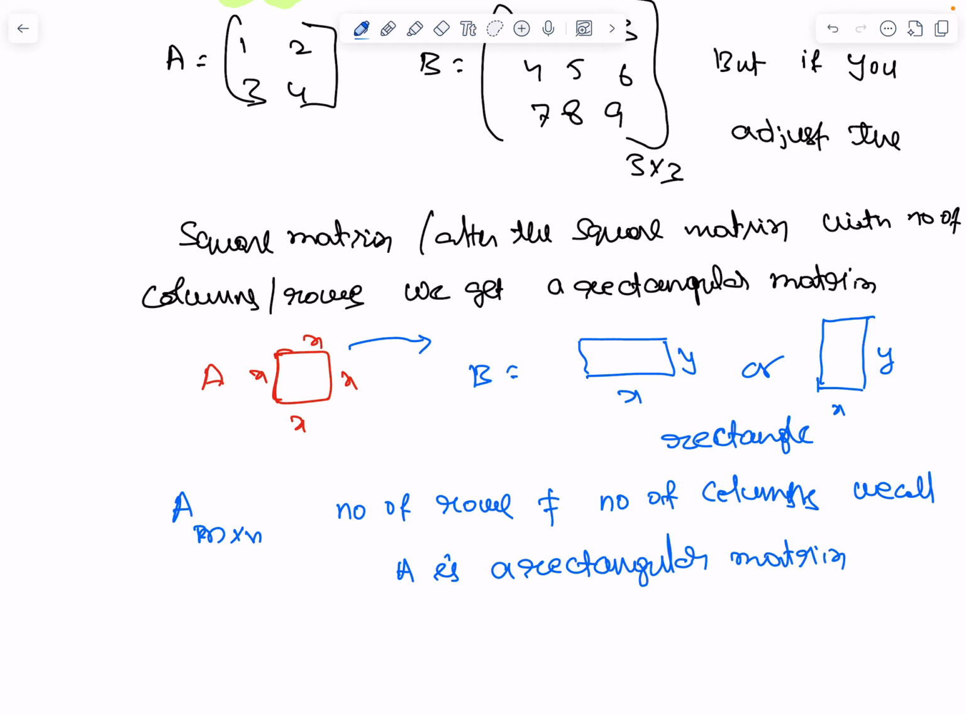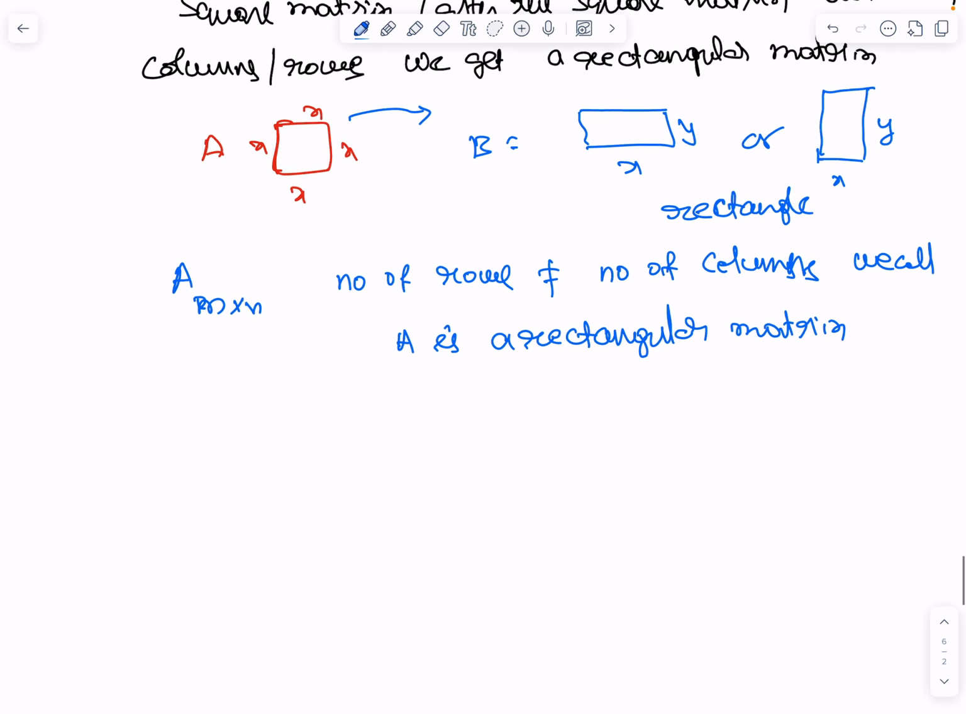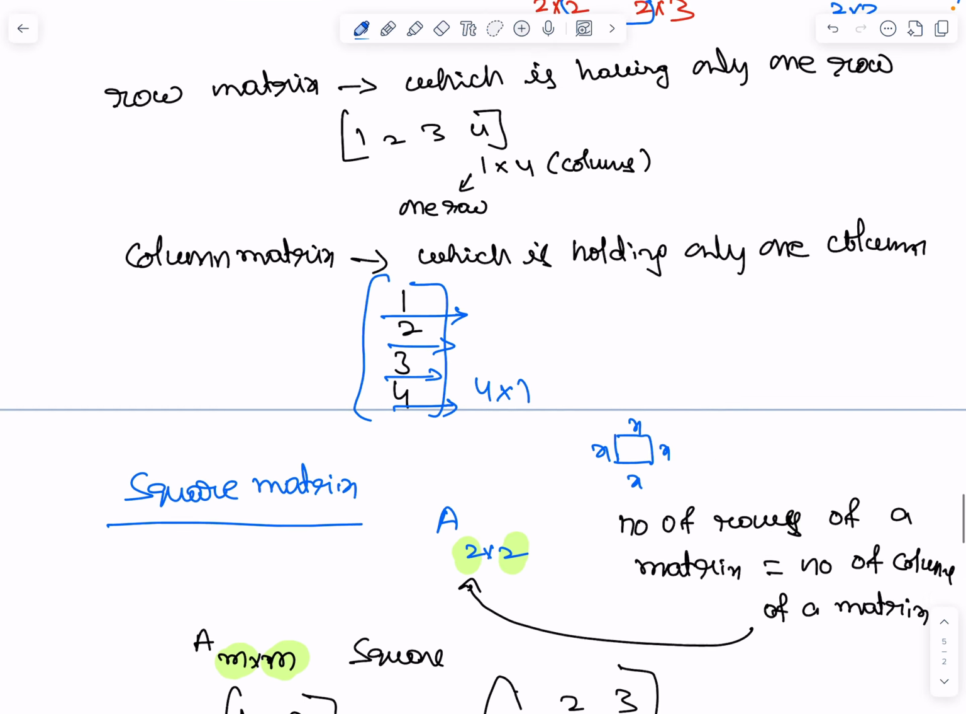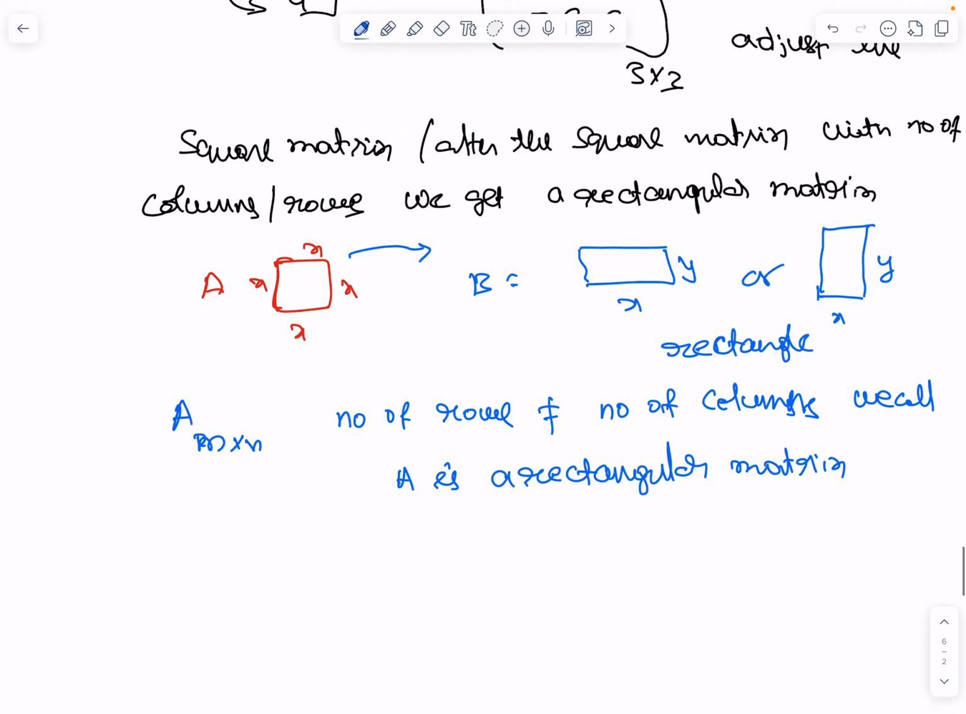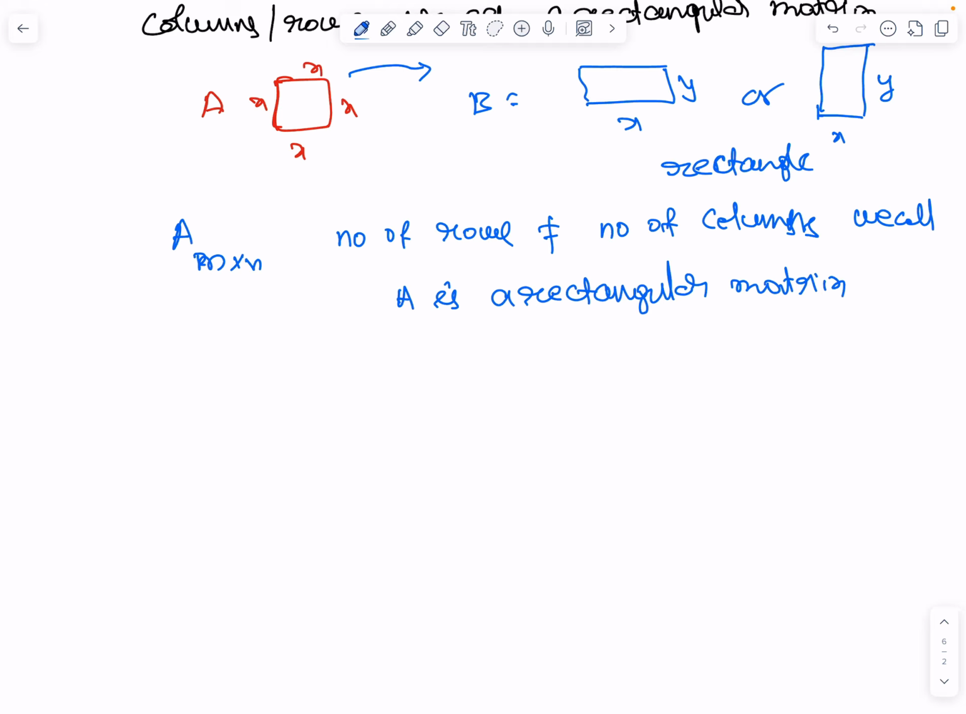So you can see that the row matrix we have seen earlier is a rectangular matrix, because the number of rows is 1 and the number of columns is 4, therefore not equal. Here also, if you look at the 4 by 1, the number of rows is 4 and columns is 1, therefore this is a rectangular matrix. Therefore rectangular matrices are the matrices whose number of rows is not equal to the number of columns.